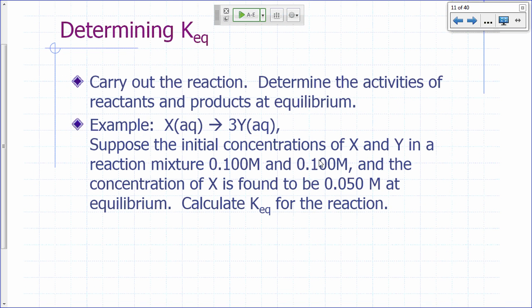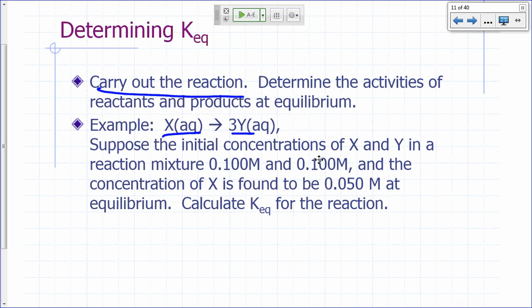So let's look at an example here. How do we determine the KEQ? You can basically just carry out the reaction and determine the activities of the reactants and products at equilibrium. Let the reaction go all the way until it stops, until it reaches equilibrium. Then measure the activities of the reactants and products. So let's illustrate that with this simple example.